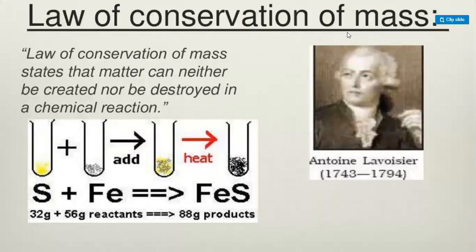The law of conservation of mass states that matter can neither be created nor destroyed in a chemical reaction. When we do a chemical reaction, matter is neither created nor destroyed. For example, if I react S plus Fe gives FeS, 32 grams of sulfur plus 56 grams of iron combine to form 88 grams of product. It means the mass of the reactants will always be equal to the mass of the products. That is the law of conservation of mass.